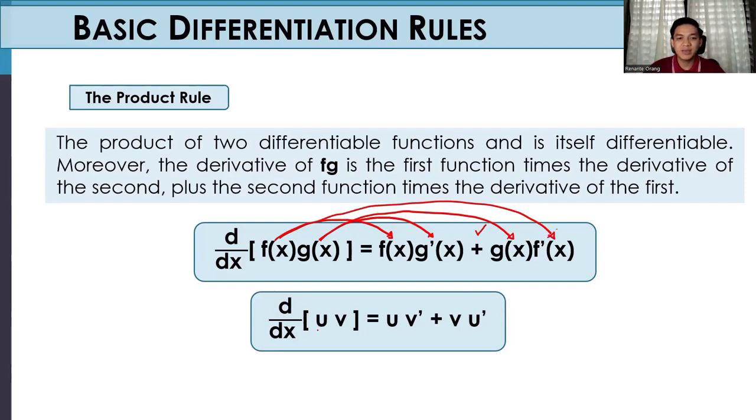Or for example, we have the function u and the function v. Or we have our polynomial u and polynomial v. Copy-paste mo lang yung first function multiplied by the derivative of your second function. And then plus, copy-paste mo si second function multiplied mo sa derivative of your first function.